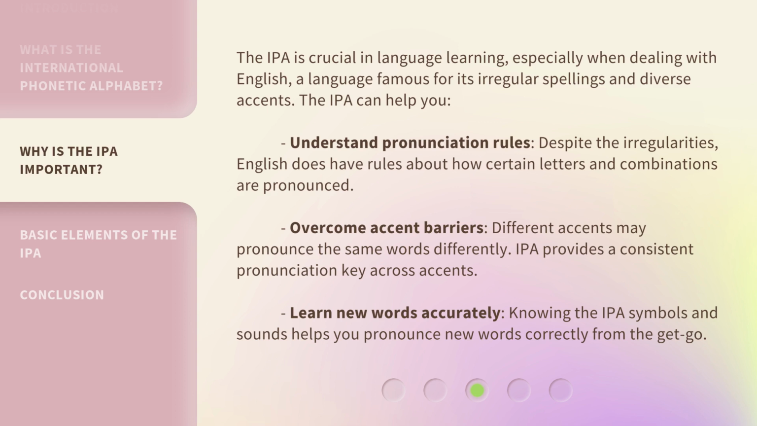Overcome accent barriers. Different accents may pronounce the same words differently. IPA provides a consistent pronunciation key across accents. Learn new words accurately. Knowing the IPA symbols and sounds helps you pronounce new words correctly from the get-go.